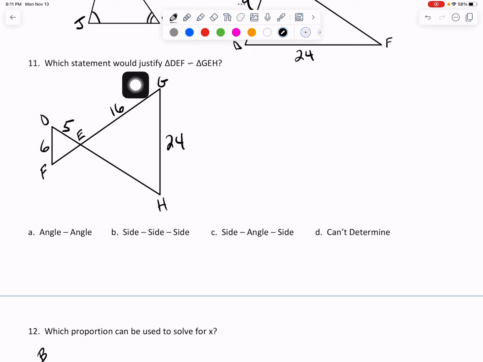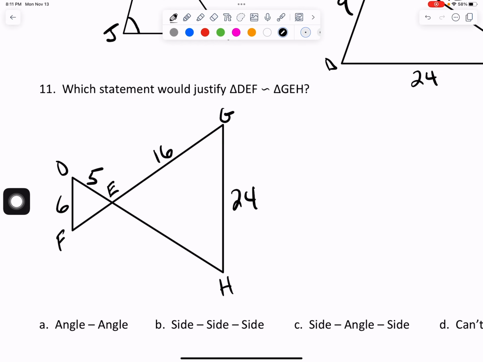Now, which statement would justify triangle DEF is similar to triangle GEH? All right, so we have DEF and we have GEH. All right, so they share something in common. Again, what do they share?